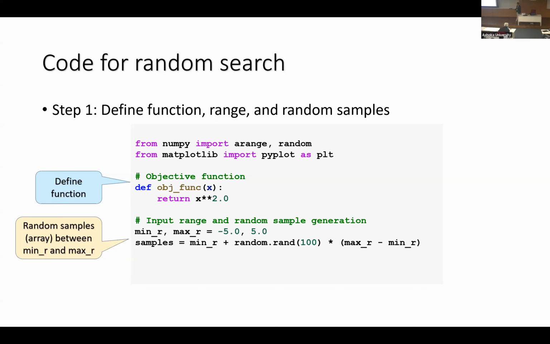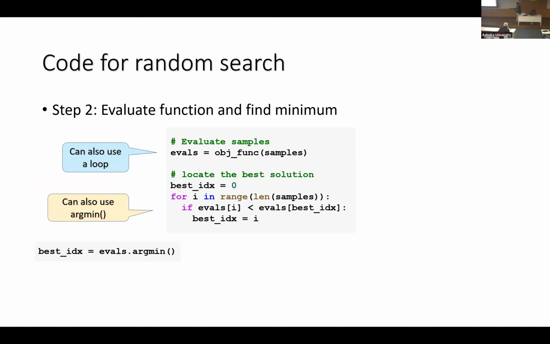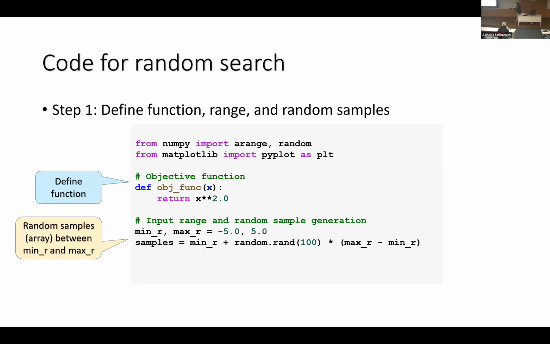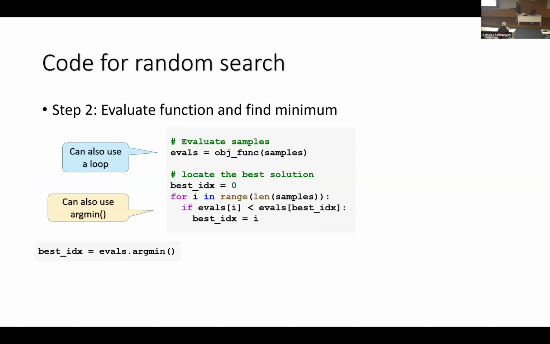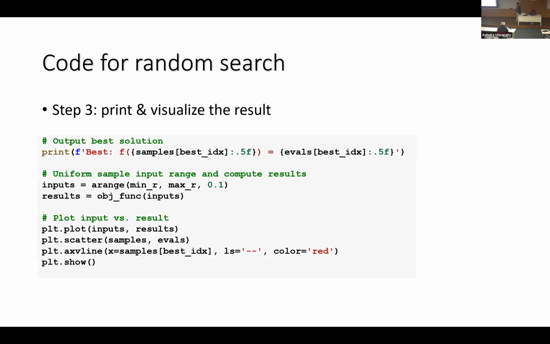Right? And then what do I have to do next? I will evaluate the objective function at those samples. Now I have defined my objective function so that it can evaluate all the samples in one go. If it is not defined like this, then you have to use a loop to go to each sample and then evaluate there. And then I'm calculating the smallest value. Okay. This is a very simple random search algorithm. And then I'm printing and visualizing the results. I'll skip the printing and visualizing part.